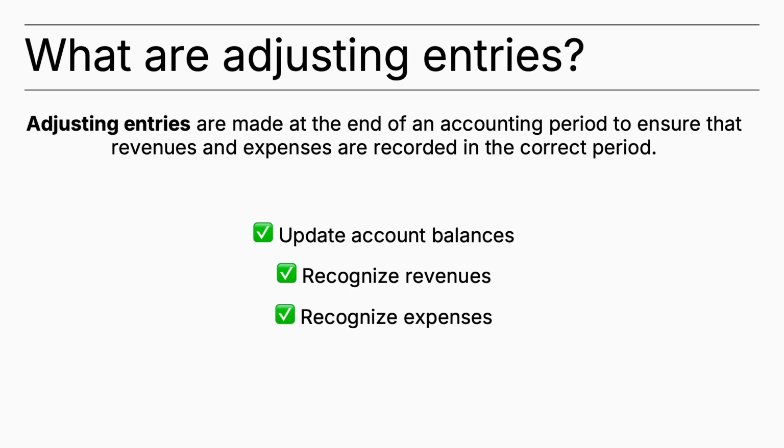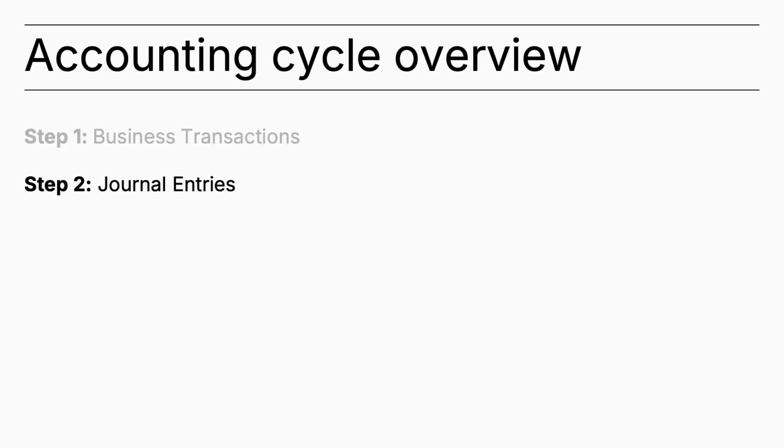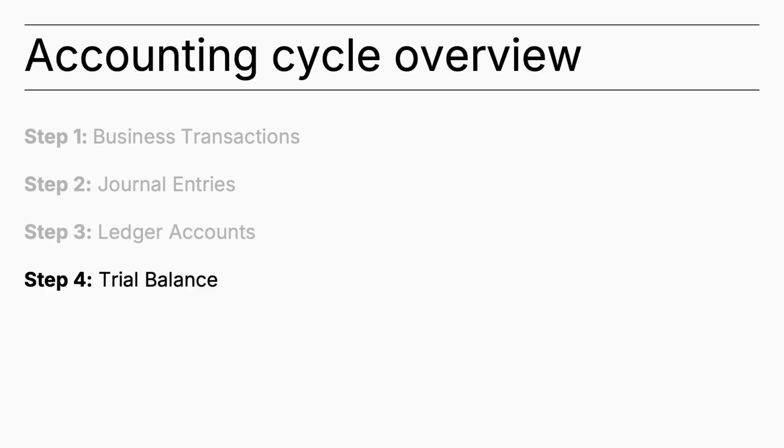Now that we know what adjusting entries are, let's see where they fit into the accounting cycle. Adjusting entries are recorded after the trial balance has been prepared and before the adjusted trial balance is created. Let's look at the accounting cycle again. First, a business transaction occurs. Next, that transaction is recorded in the journal. Then, the journal entries are posted to the ledger. After posting, a trial balance is prepared to check that total debits equal total credits.